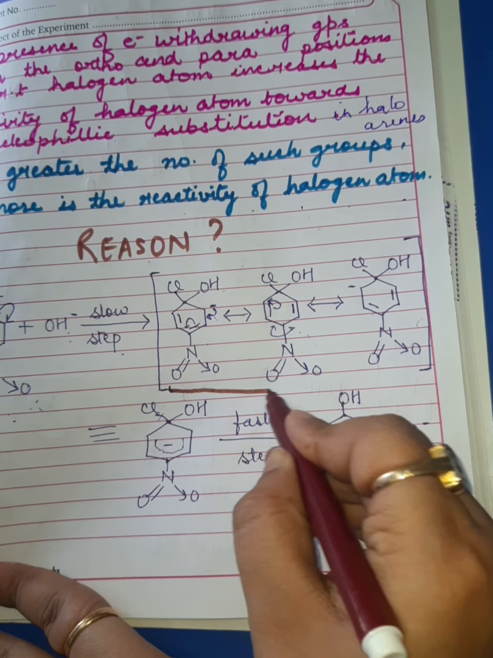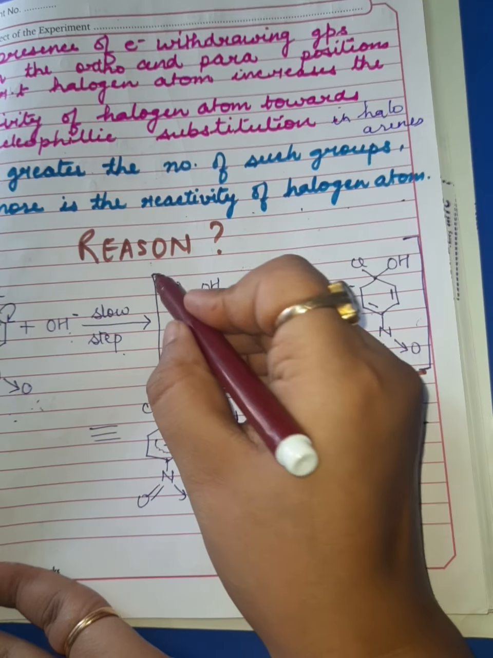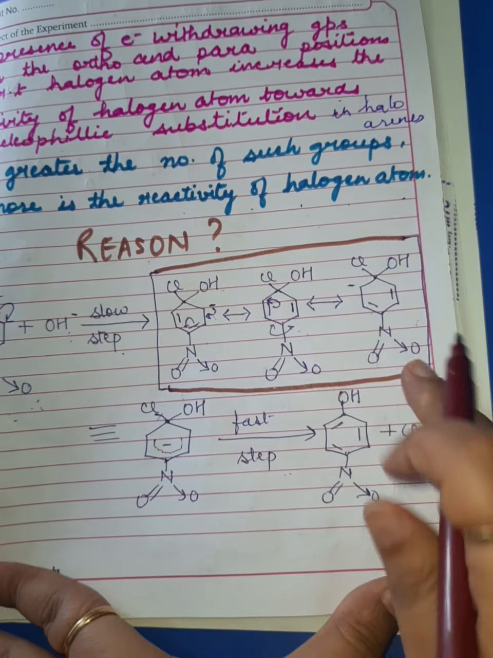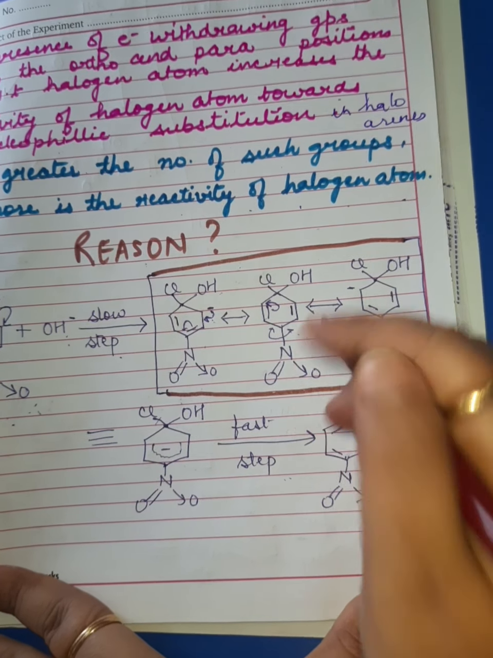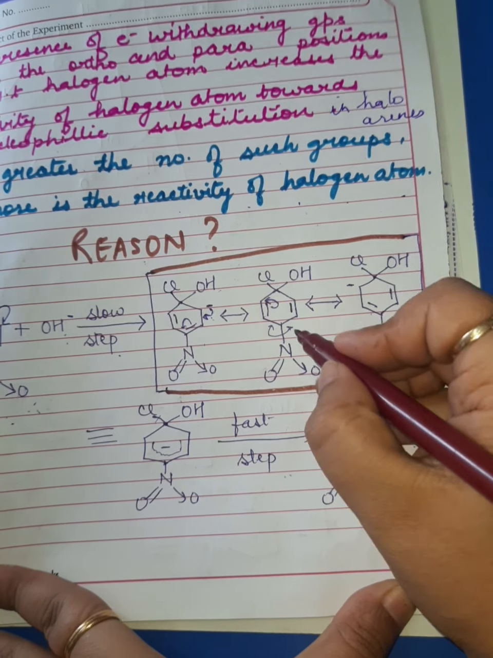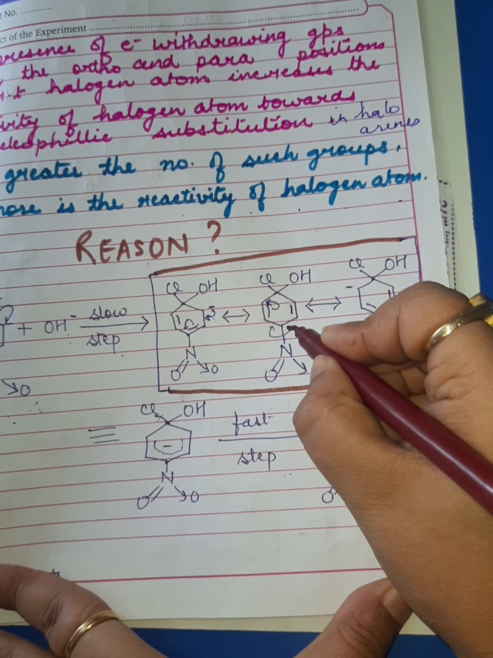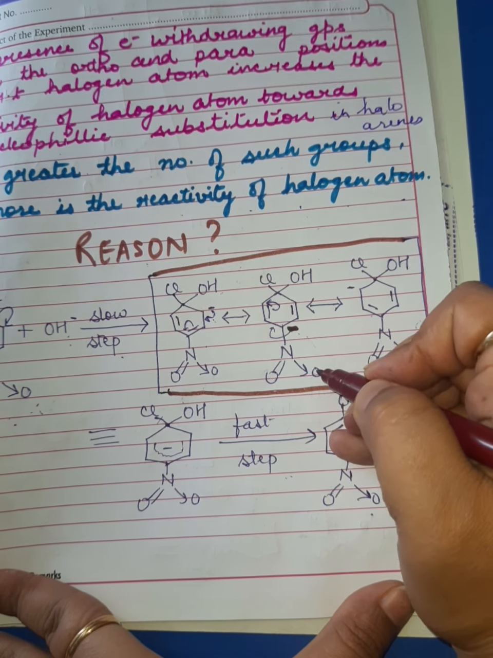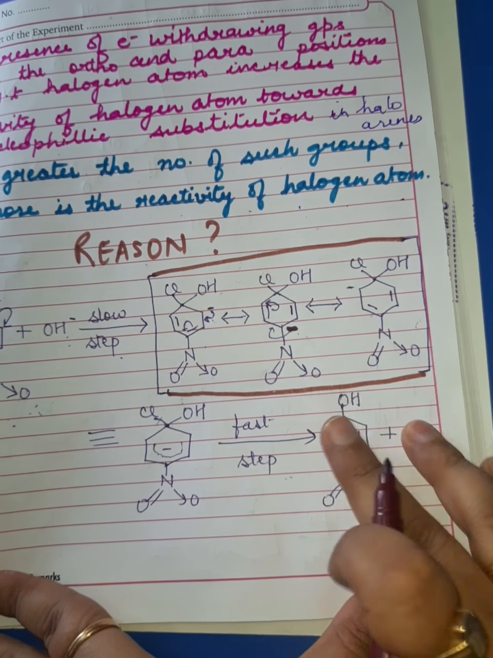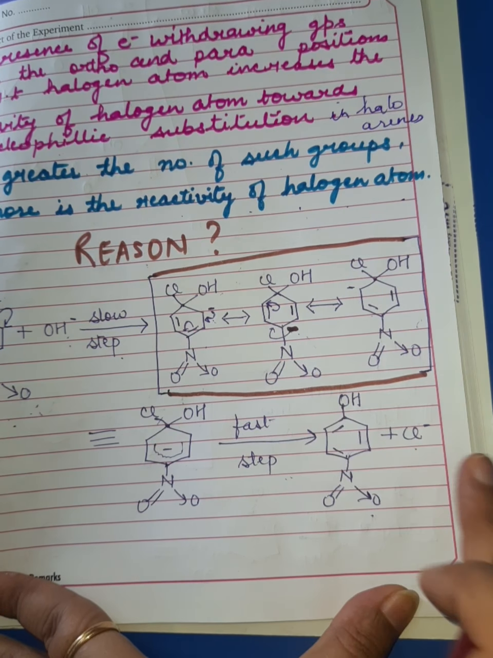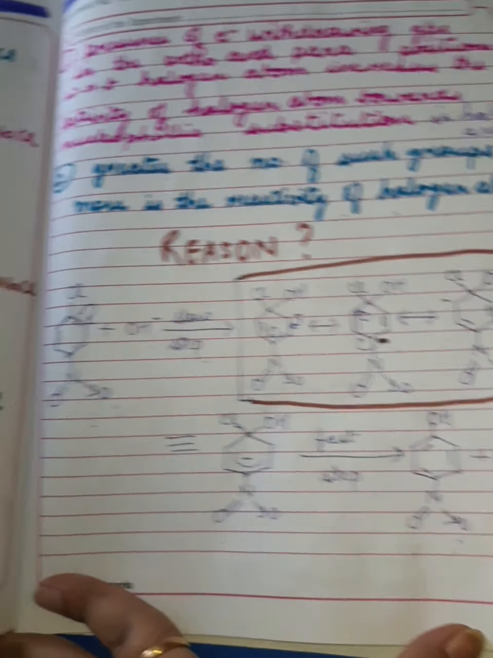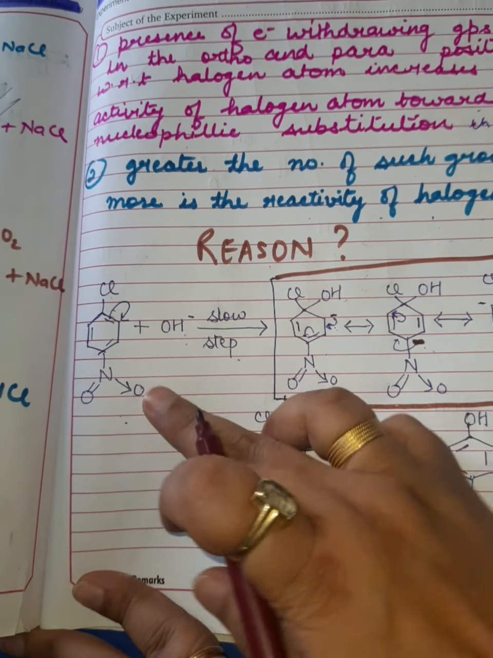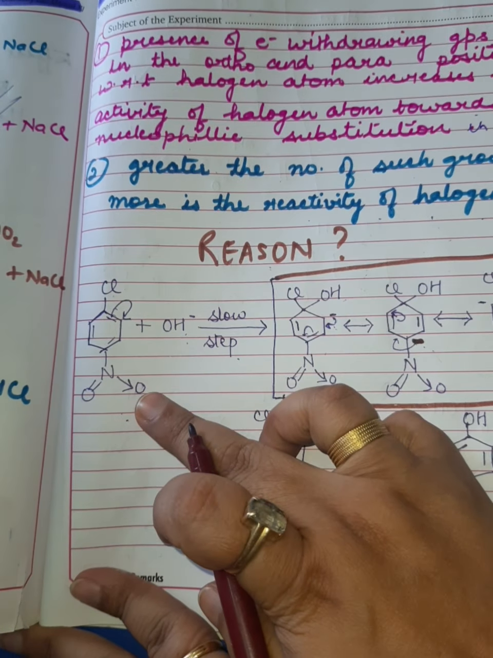Alright? So, dear students, in these resonating structures, in this step you see the resonance stabilization of the carbanion. Only this step you see. Here the negative charge has come onto the carbon attached with the nitro group. Alright? Keep this thing in the mind. So this was the mechanism of the nucleophilic substitution of 4-nitrochlorobenzene.